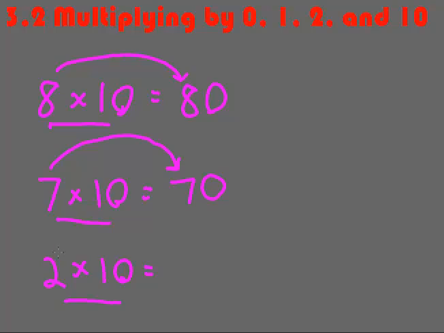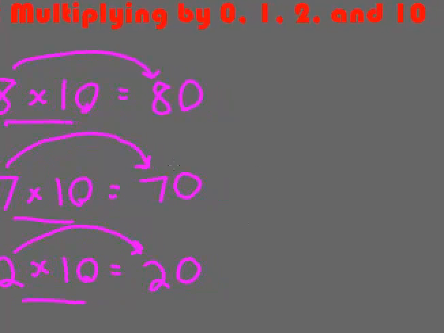Same thing on 2 times 10. Bring the 2 over. 2 times 10, 2. Put the 0 at the end, is 20. So 8 times 10, 80. 7 times 10, 70. 2 times 10, 20.